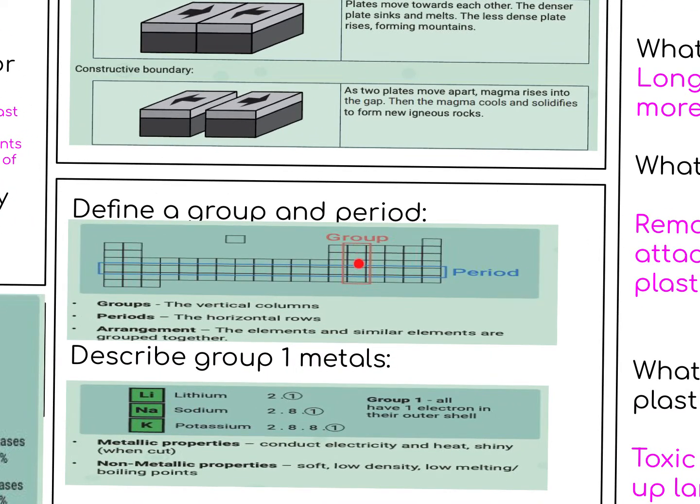So groups are the ones going down, periods going across. They're arranged with similar elements that are grouped together. Big thing to remember is that in period 1 there's only 2 of them. So big thing to remember about period 1.